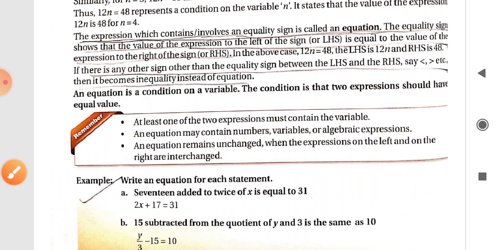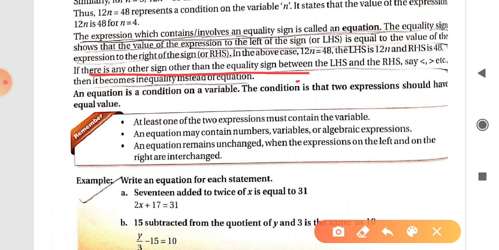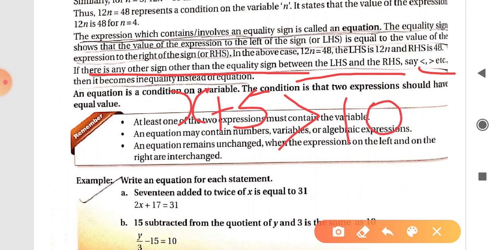We can never use any other sign other than equality. If there is any other sign other than equality sign between the left hand side and right hand side, say less than, greater than, etc., then it will not be an equation. That is, x plus 5 is greater than 10 will not be an equation, because for an equation it is a must that the equality sign must be present. This is a sign of greater than, so this is an inequality. This is not an equation, this is known as inequality.